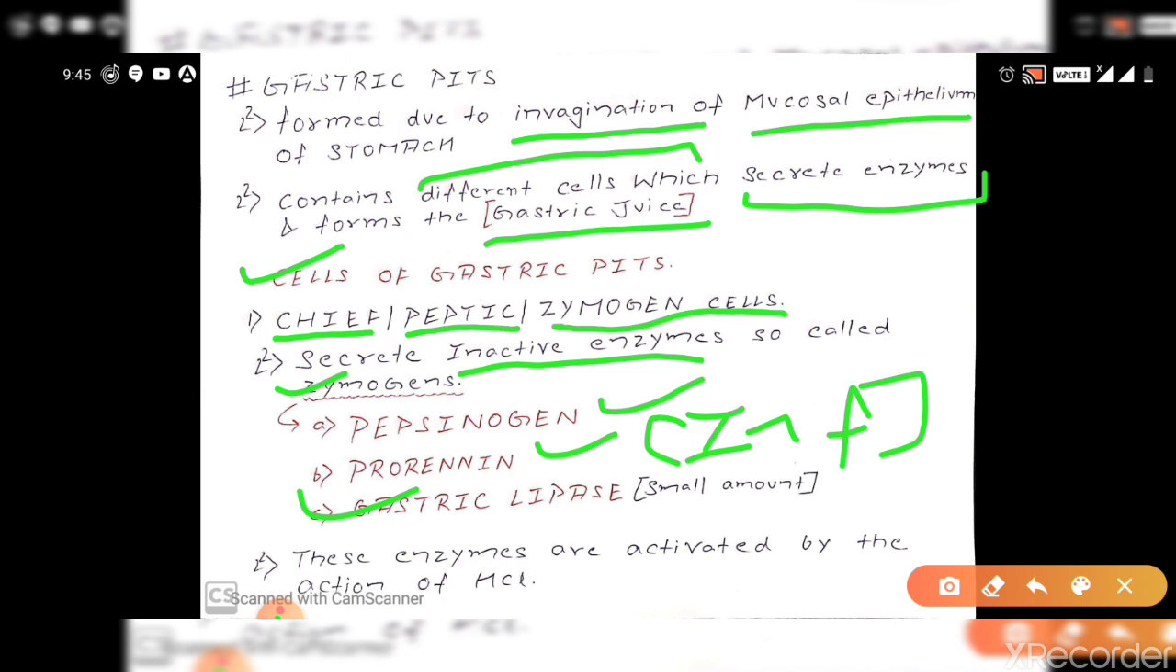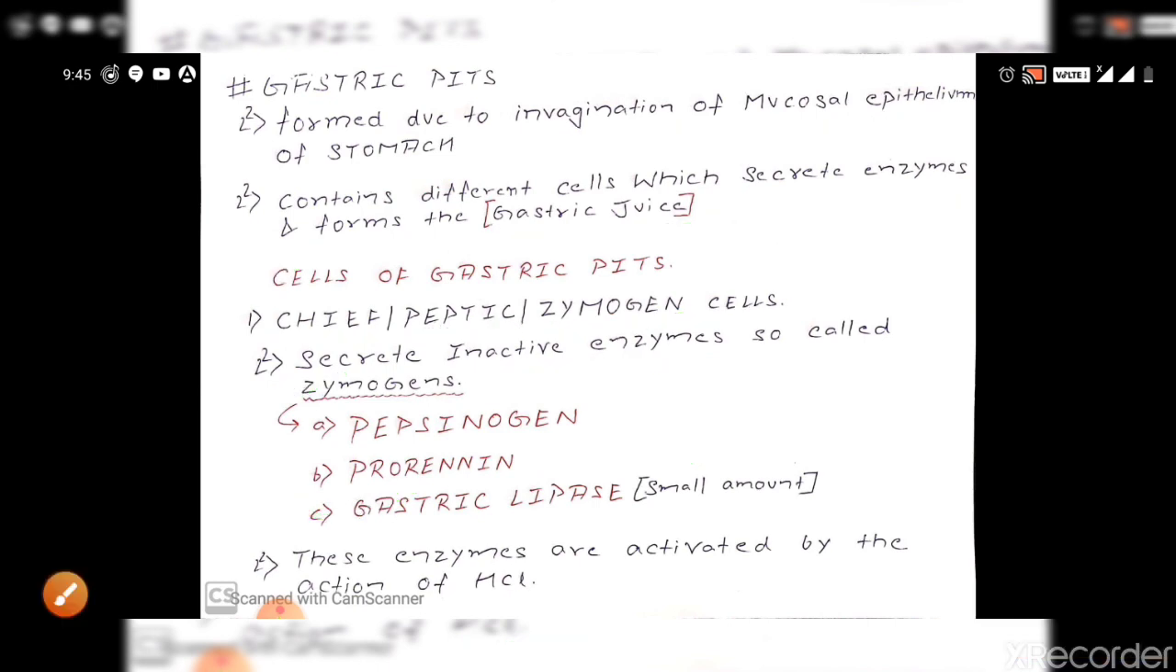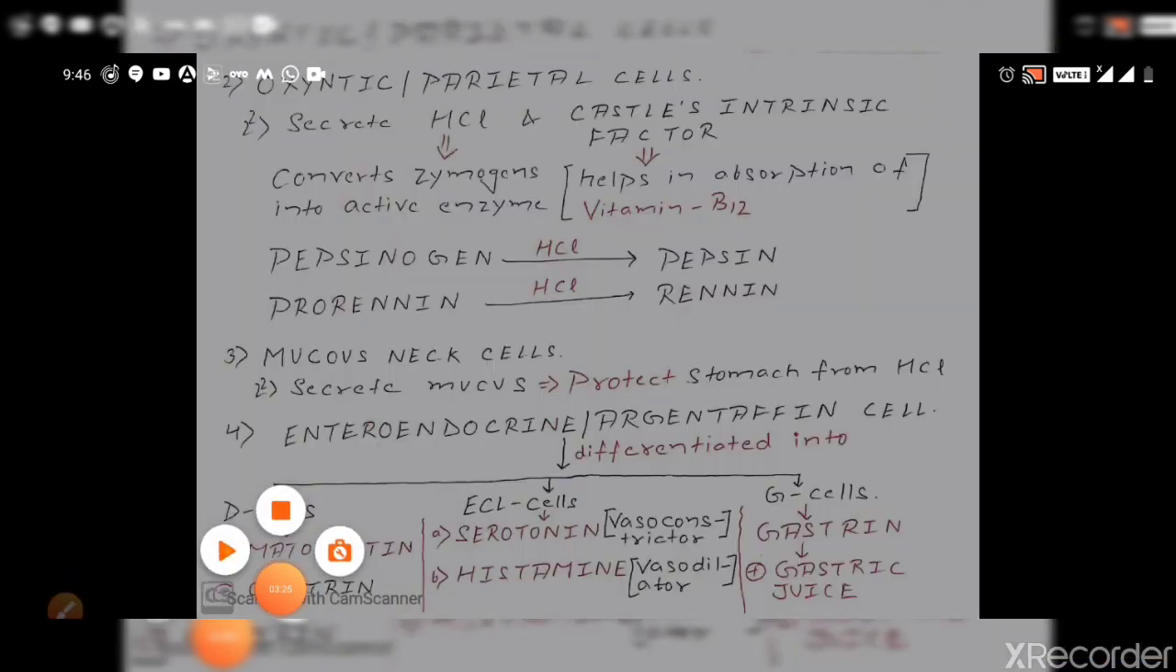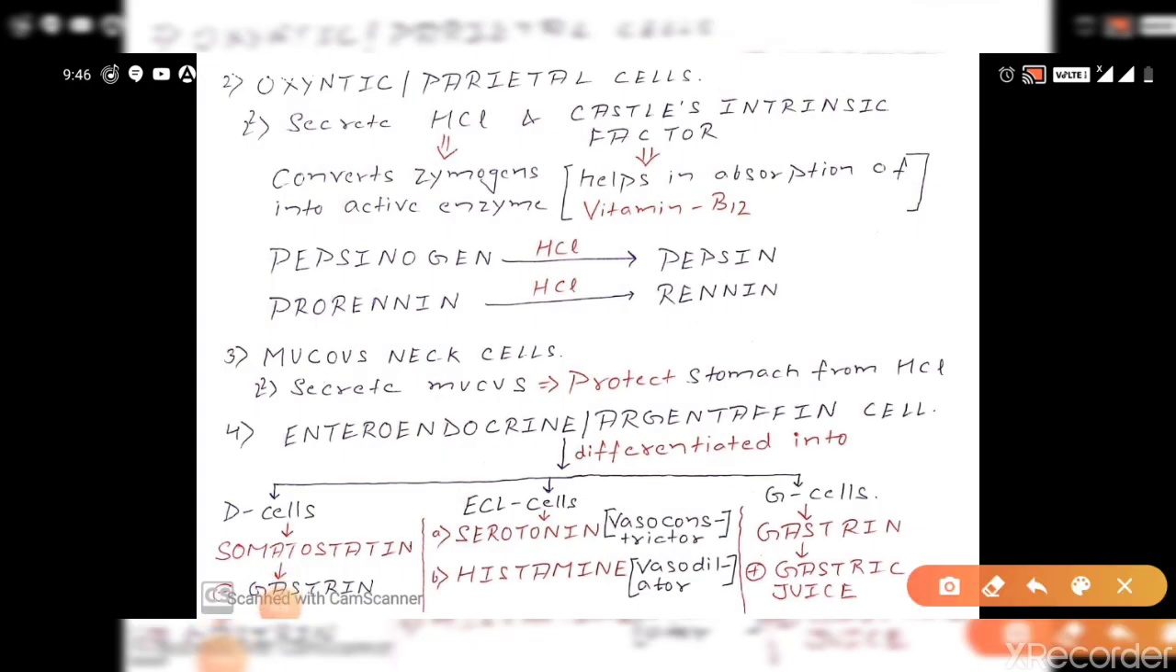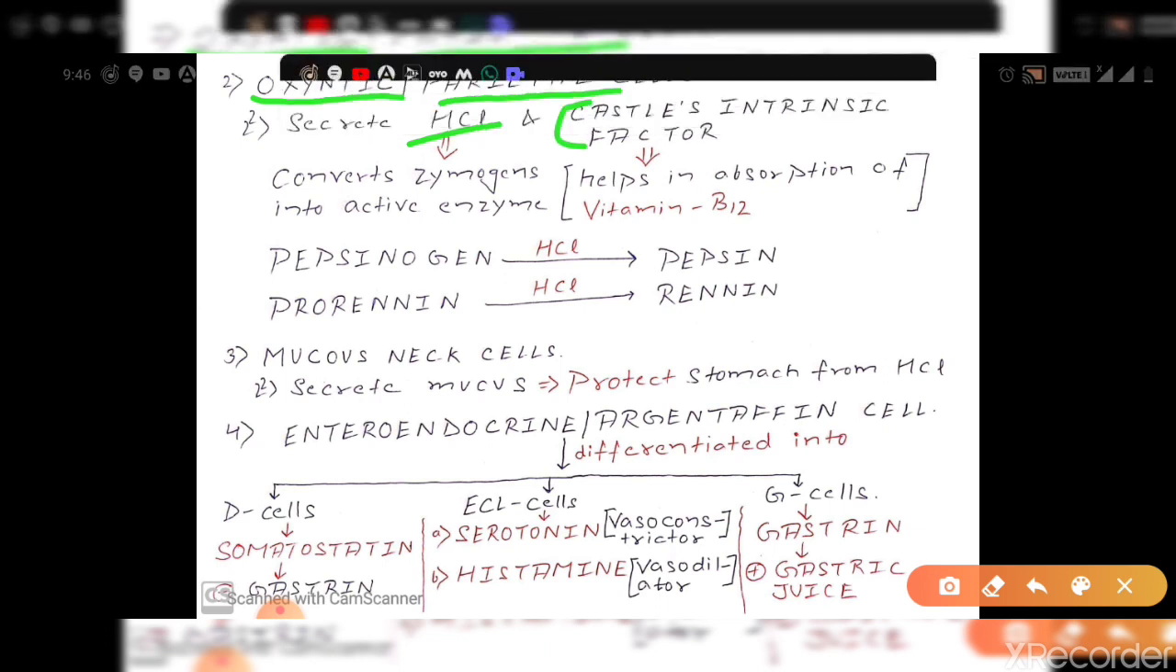Pepsinogen and prorenin are inactive enzymes. They are activated by the action of HCl. It is secreted by the second type of cell, that is the oxyntic cell or parietal cell. Now moving towards the oxyntic cell or parietal cell, they secrete HCl and intrinsic factor.